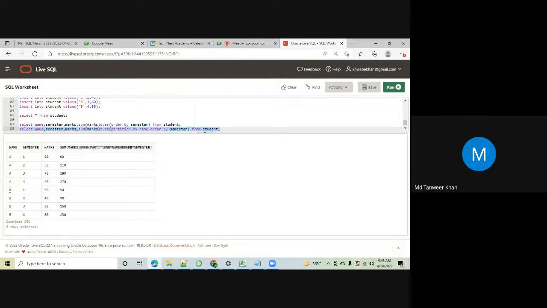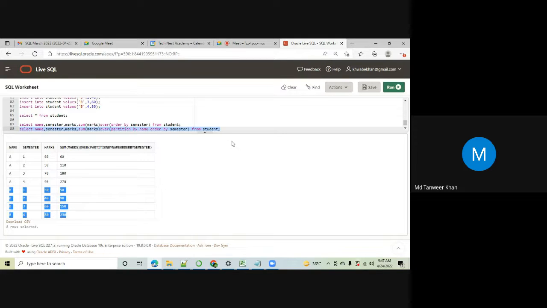Then the SQL engine will enter the other partition. Okay. 50 plus 40 is 90. 90 plus 60 is 150. 150 plus 80 is 230. So it is giving you the running sum, but based on the partition. Both the partitions are independent of each other, and that is why the name is partition. Hope it is clear.